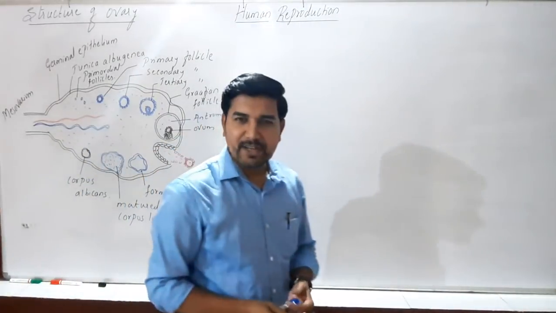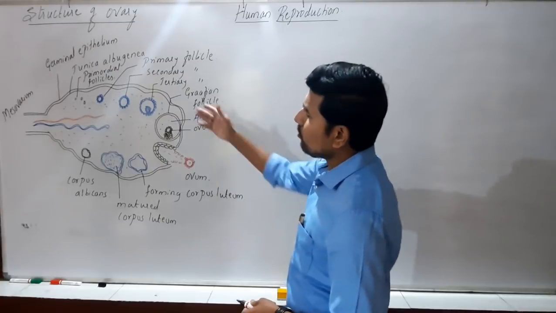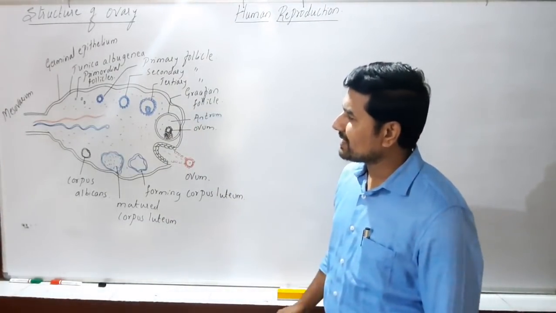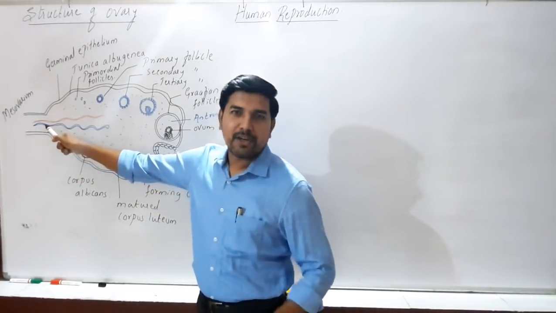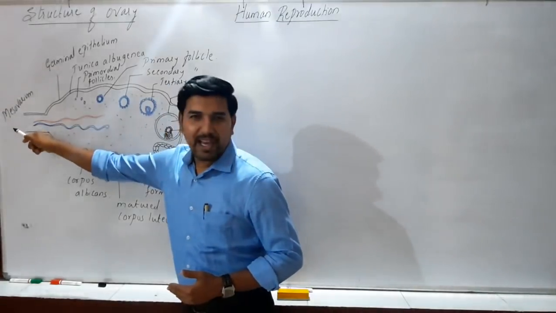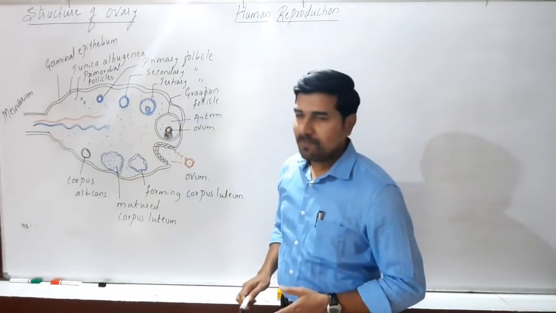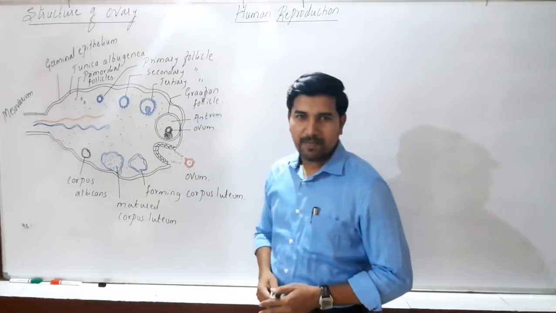Okay, now look at the structure of the human ovary here. In the human ovary, in its sectional view, what are the parts that we see here? First one, the ovary is attached to the outer wall of the uterus with the help of ligaments, and this part is said to be mesovarium, and here it is supplied with blood vessels.